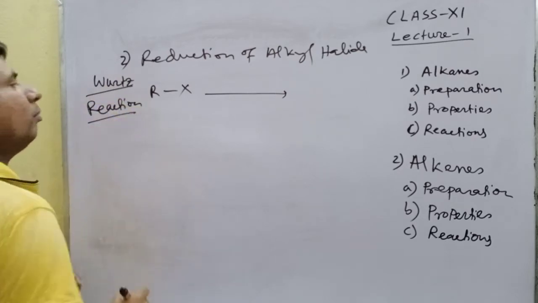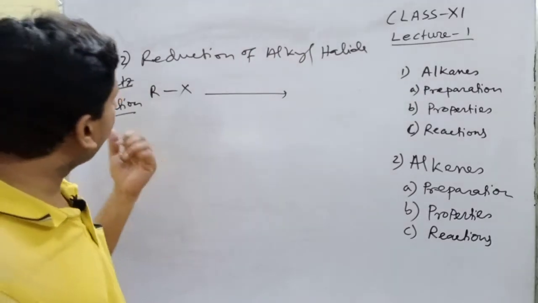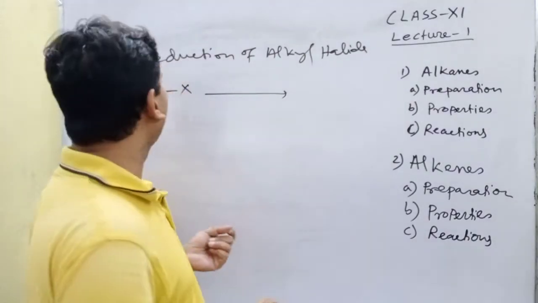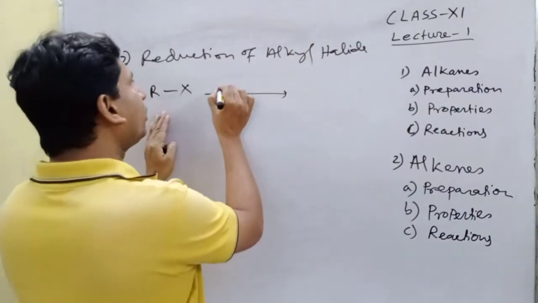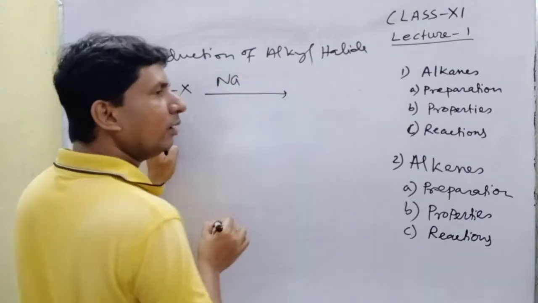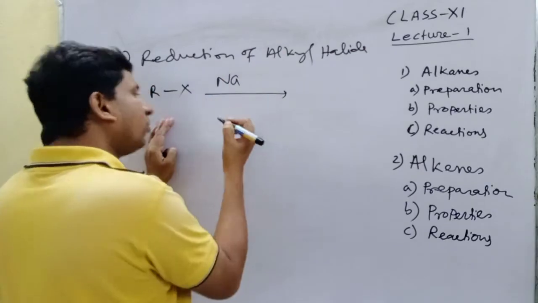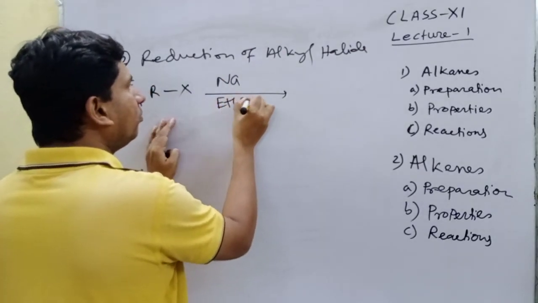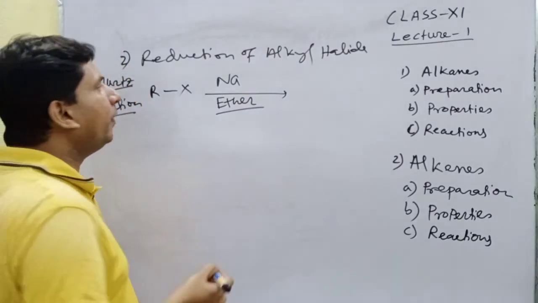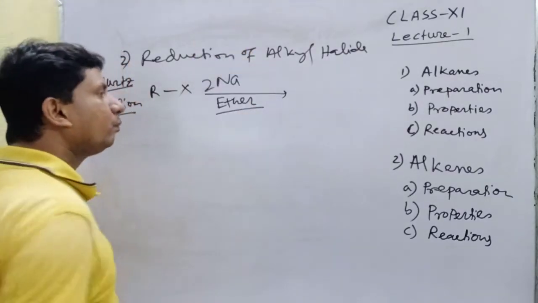What is this? Wurtz reaction. What is Wurtz reaction? In the Wurtz reaction, an alkyl halide reacts with sodium metal in the presence of ether medium. Ether is a solvent. Okay.